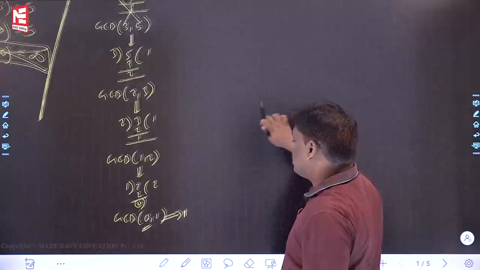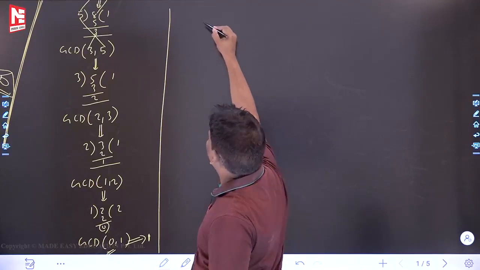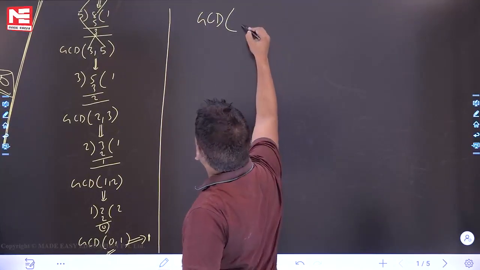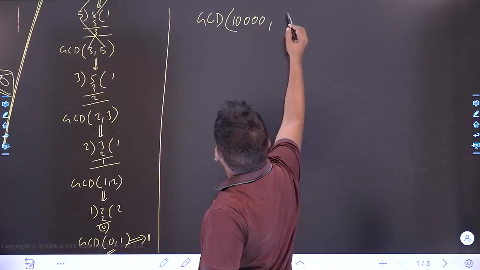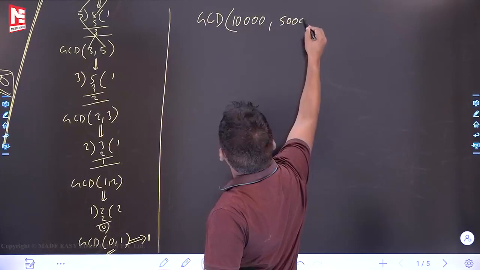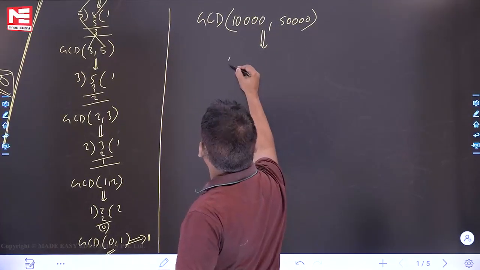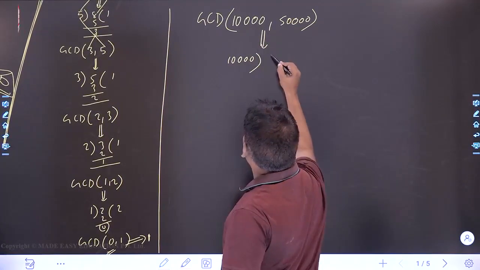Now some people are asking, sir, can you give one more example? I am giving one more example. See everyone now. GCD of 10,000, 50,000. I am finding. First one take here, second one here.